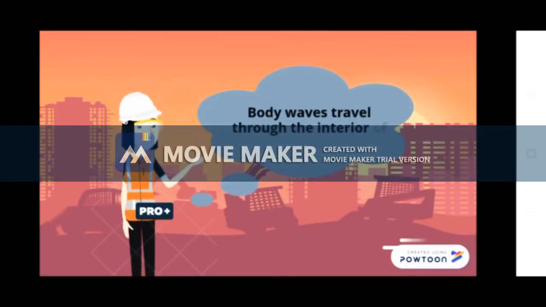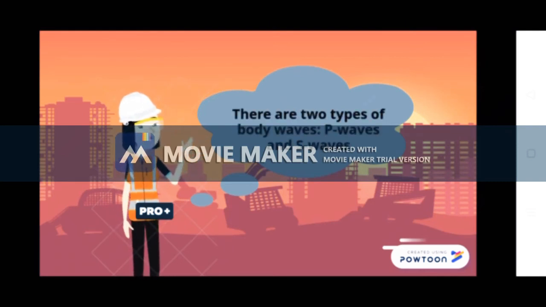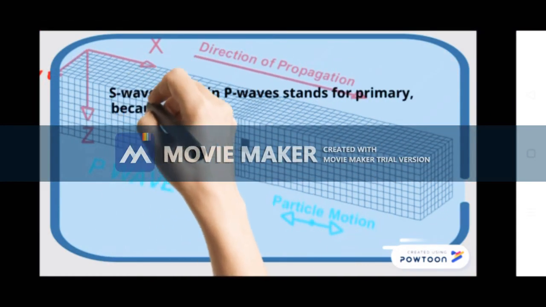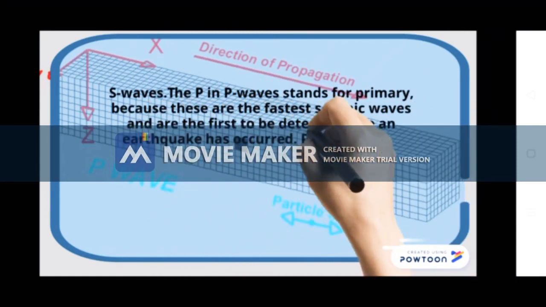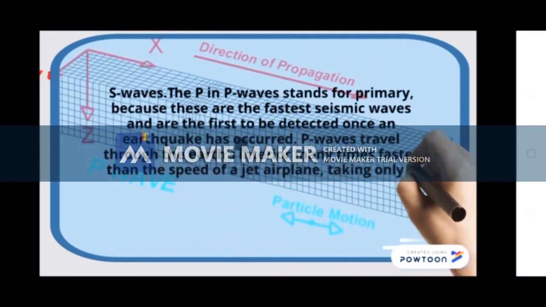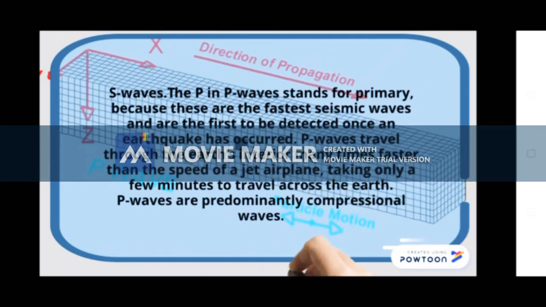Body waves travel through the interior of the Earth. There are two types of body waves, P waves and S waves. The P stands for primary, because these are the fastest seismic waves and are the first to be detected once an earthquake has occurred. P waves travel through the Earth's interior many times faster than the speed of a jet airplane, taking only a few minutes to travel across the Earth.